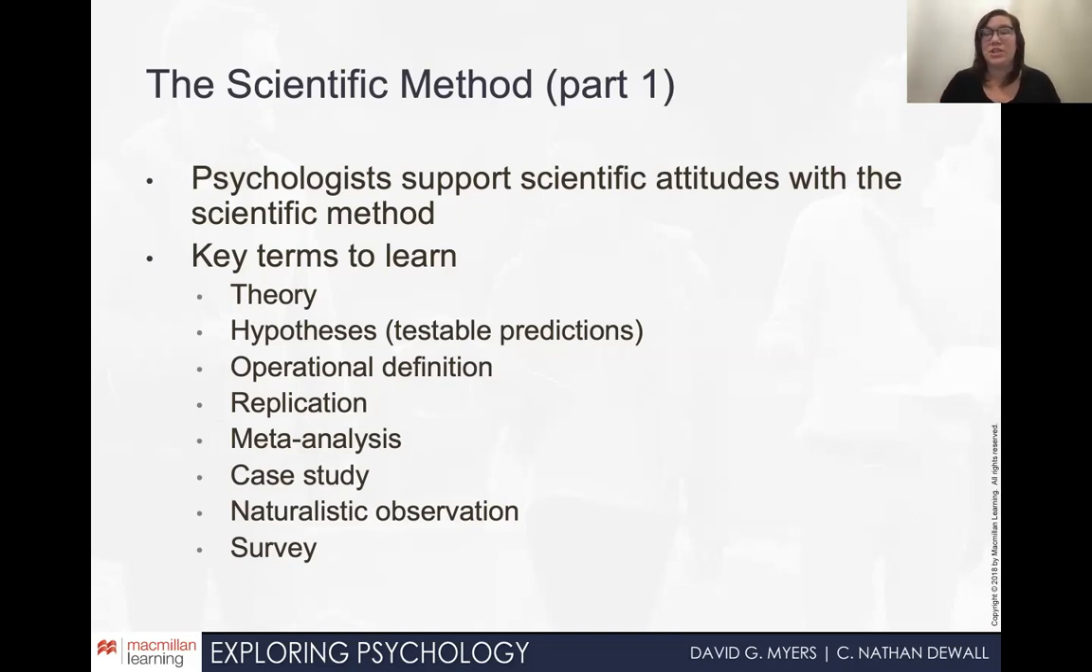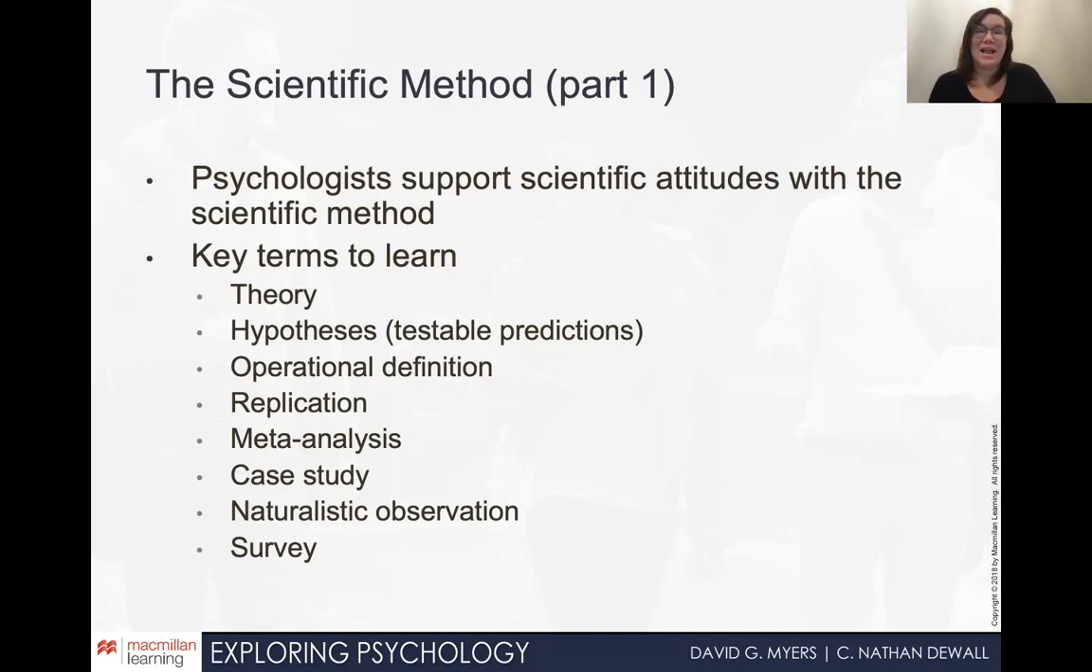We also have replication. So another key component of scientific research is that it has to be able to be replicated. If you have a study and it's a good study and you find this certain finding, but no one else can replicate the study you did, your results are not valid because it's not replicable.